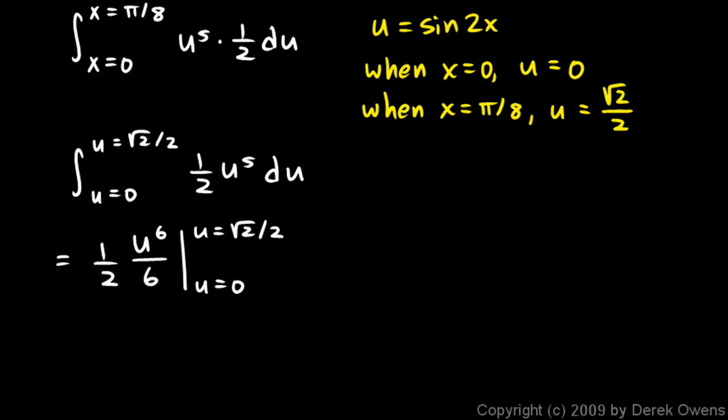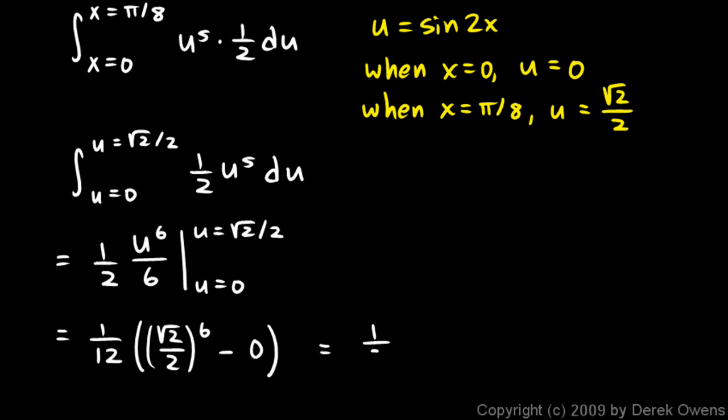So let's do that. I'm going to combine these denominators here. This gives me a 1/12, and then u to the 6th, this is going to be the square root of 2 over 2 to the power of 6 minus 0 to the 6th over 6, which is just 0. And this gives me a 1/12 times 8/64 as before, and it comes out to 1 over 96 is the answer, same as before.